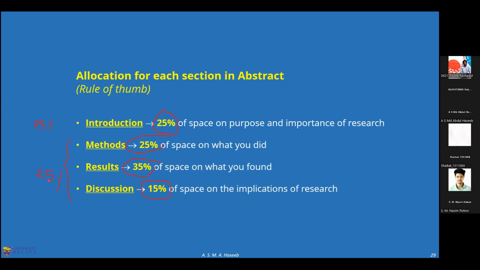So after you have written your abstract, you have to see how many words you have spent for each of those sections. And again, these are quite arbitrary. So if it is 27%, I think it doesn't make much difference. If it is 23%, if instead of 35, it is 38%. So these are all okay. If it is, let's say, 10%, I think that is fine. But it shouldn't have this much imbalance. So that is the thing that I want to emphasize.